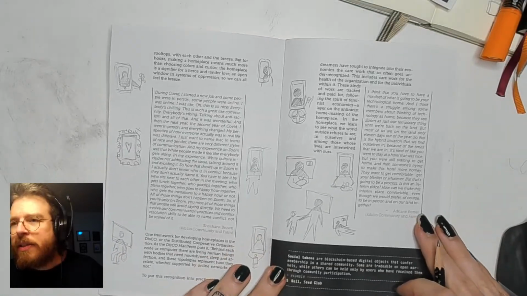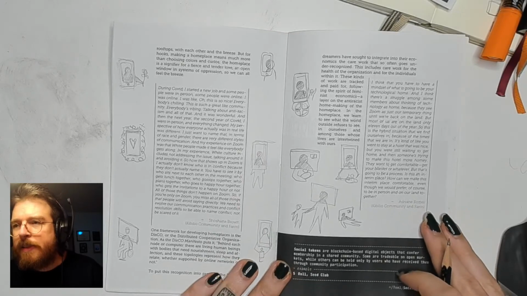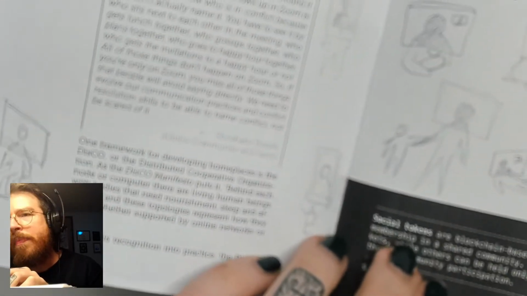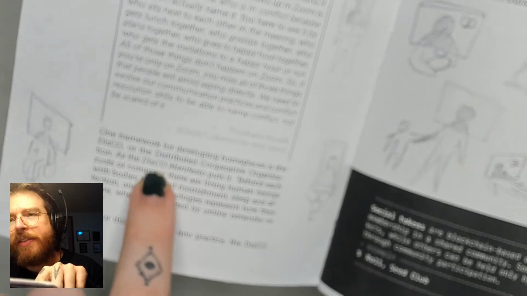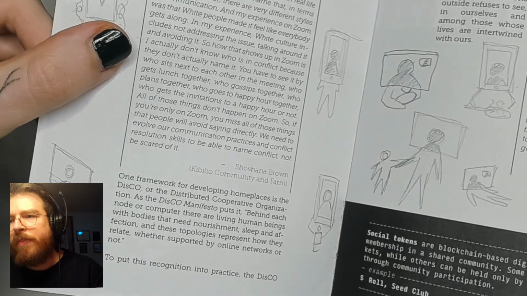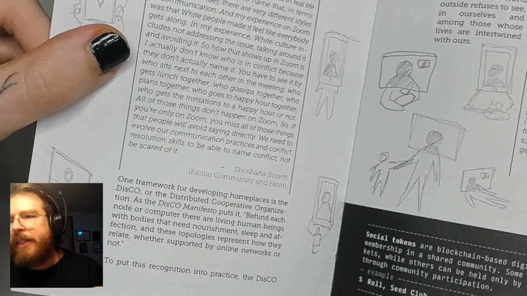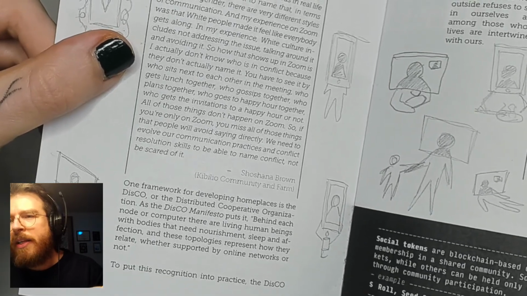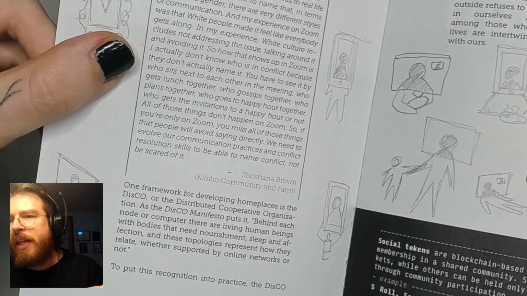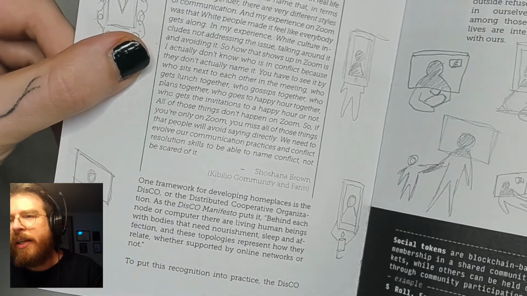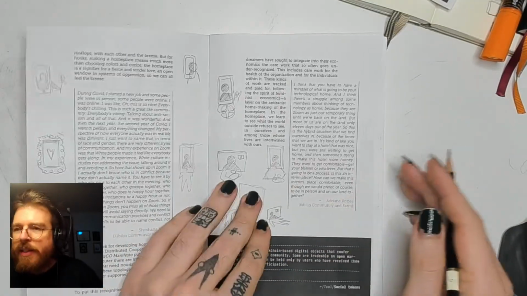I really like this one. This talks about disco co-op, the Disco Manifesto. That's an important read. The distributed cooperative organization. Behind each node or computer, there are living human beings with bodies that need nourishment, sleep, and affection. And these topologies represent how they relate, whether supported by online networks or not. So, capturing the people behind the screens.